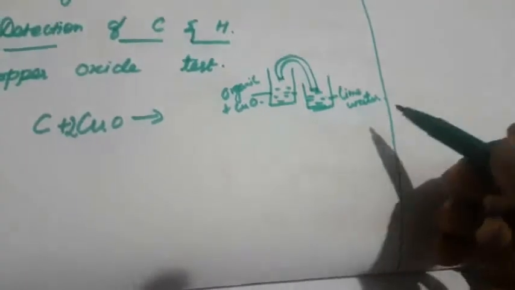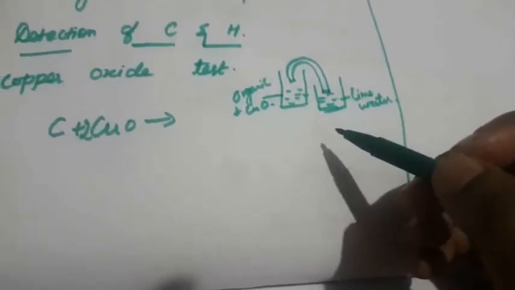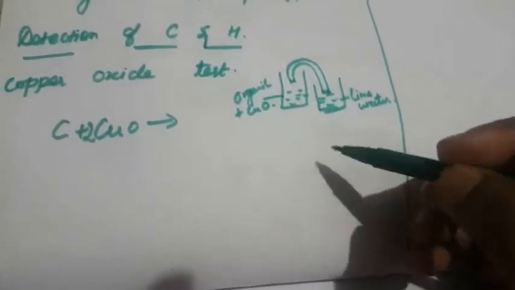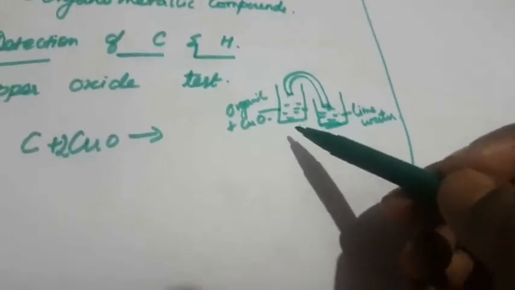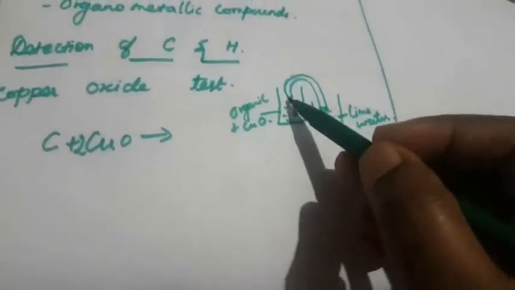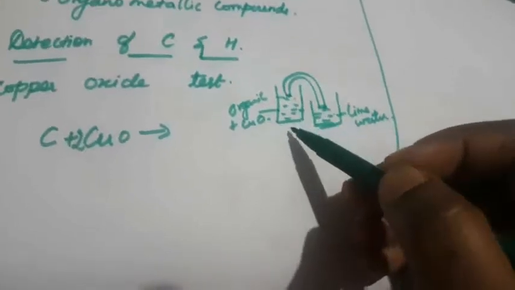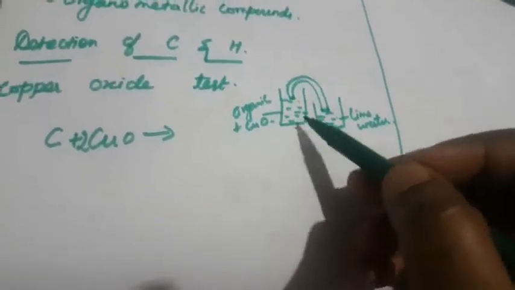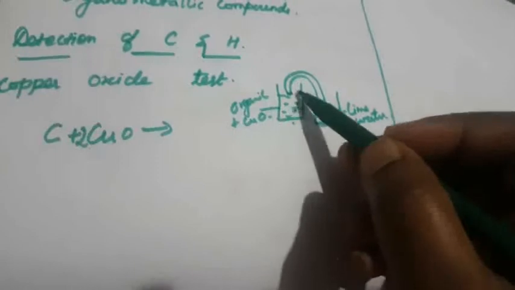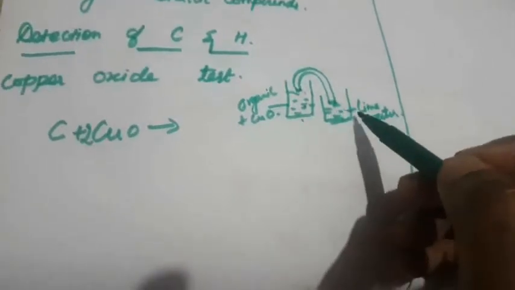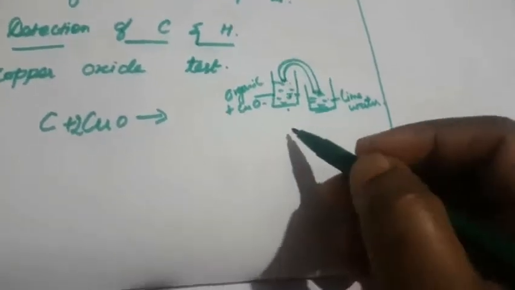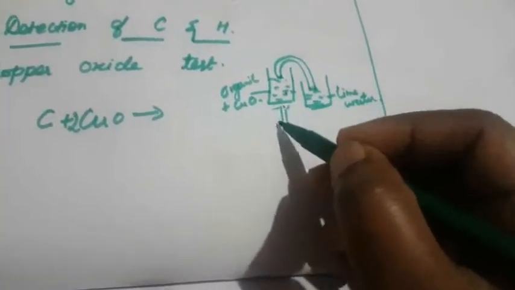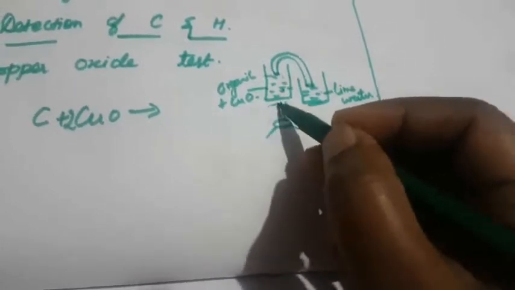We already studied that carbon dioxide turns lime water milky. Suppose carbon dioxide is evolved from that compound, it turns lime water milky. We already studied this in the lower classes, and here we use the same principle. The organic compound and the copper oxide are taken in a hot tube connected with the delivery tube, and the other end is dipping into lime water in the other test tube. The mixture is heated continuously.